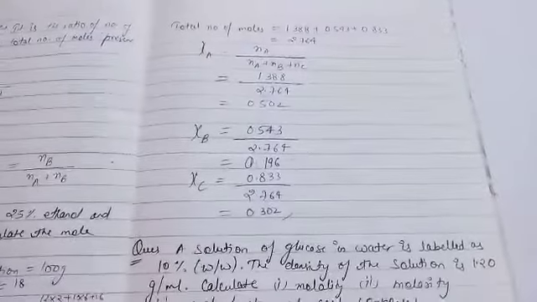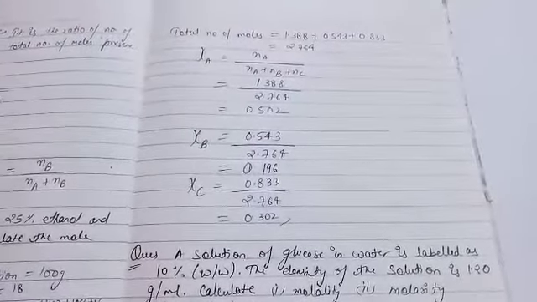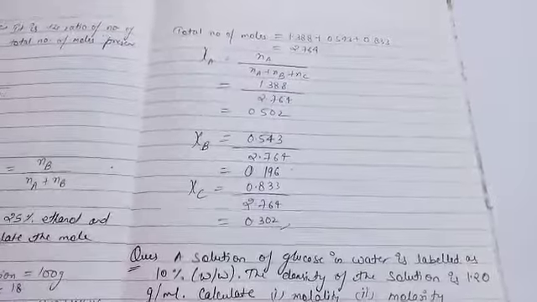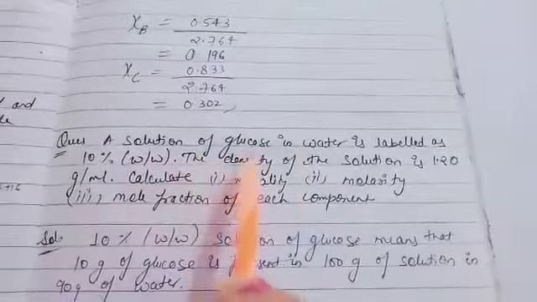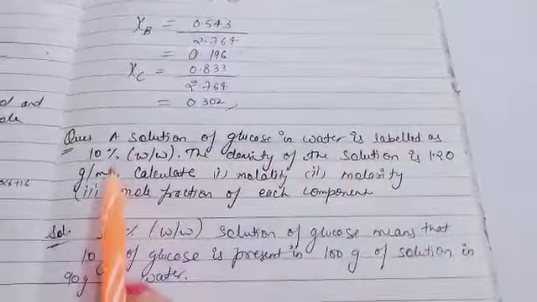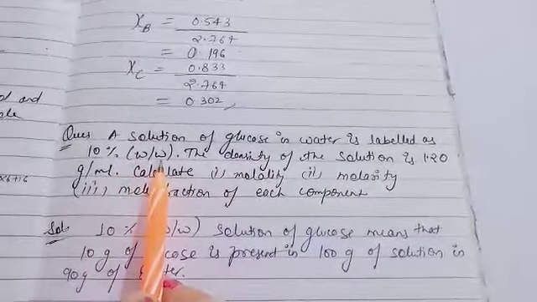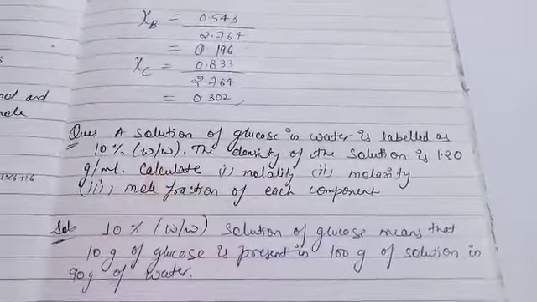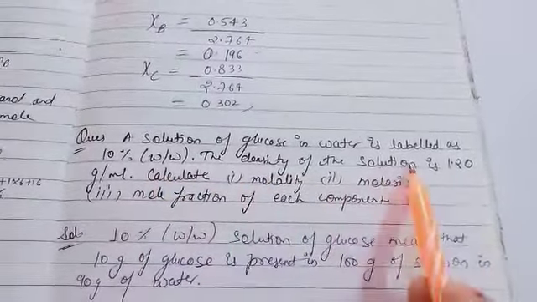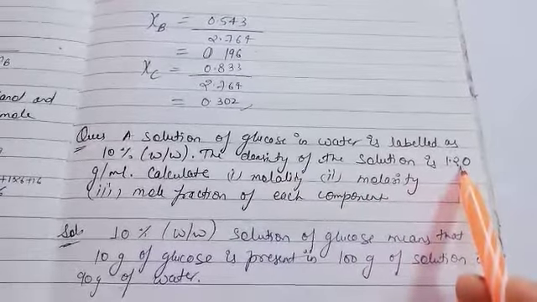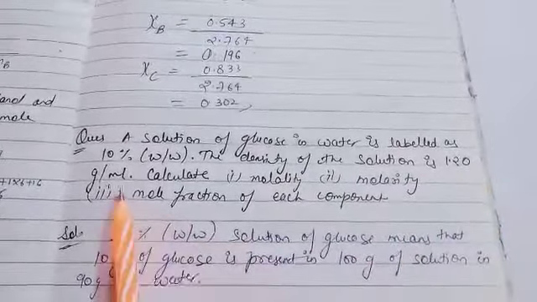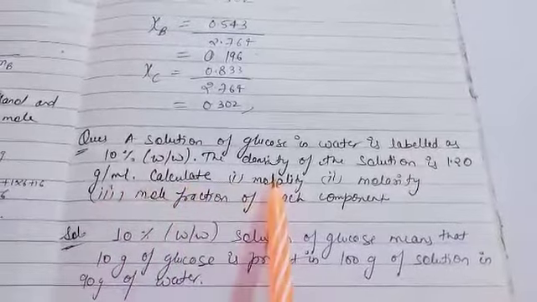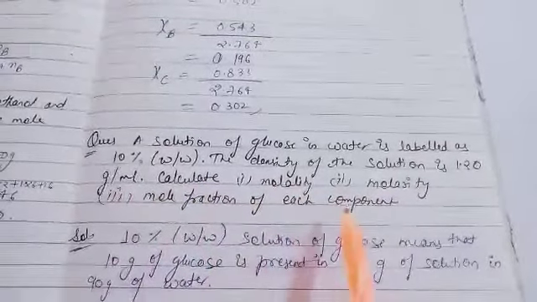Now one general question, because we have learned the formulas of molarity and mole fraction, so one combined question. A solution of glucose in water is labeled as 10% W by W. W by W basically means percentage by mass. The density of the solution is 1.20 gram per ml. Now calculate the molarity and mole fraction of each component.